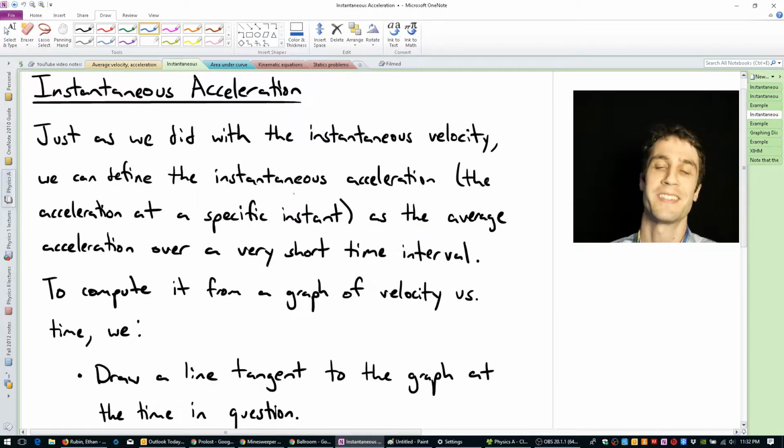What about instantaneous acceleration? Well, I hope you're seeing a pattern by now. Just as we did with the instantaneous velocity, we can define the instantaneous acceleration, which is the acceleration at a specific instant. Again, not over a time interval, as the average acceleration over a very short time interval. In fact, using calculus, we would say that it's an infinitesimally small time interval, but for your sake, you could just imagine it as being over a very short time interval.